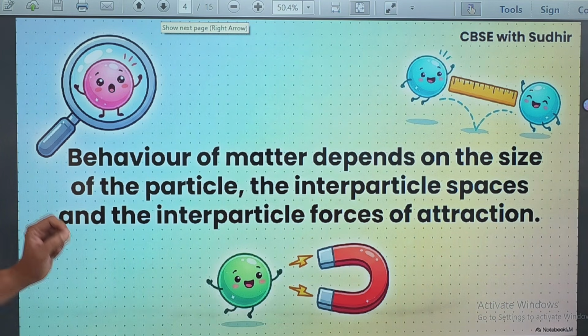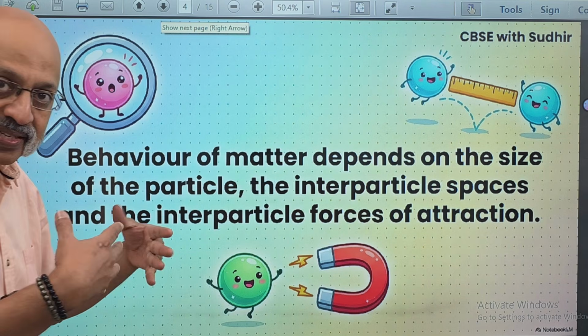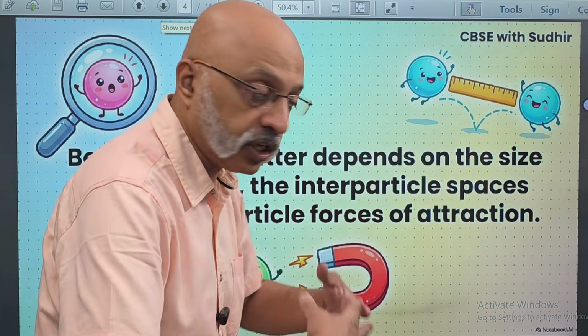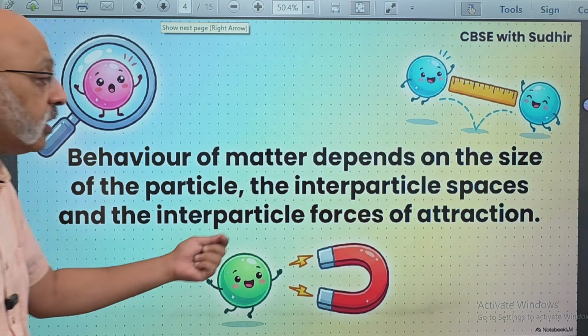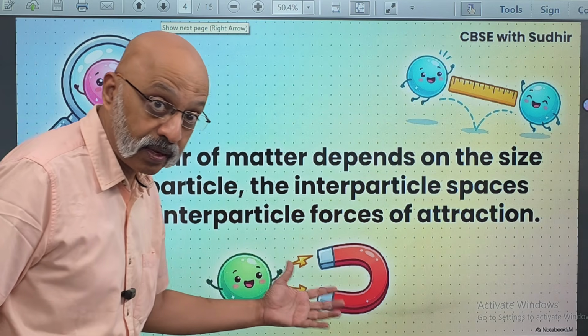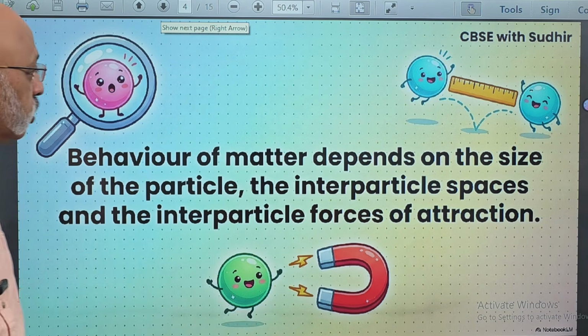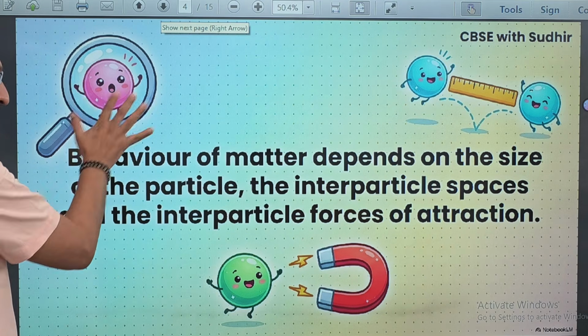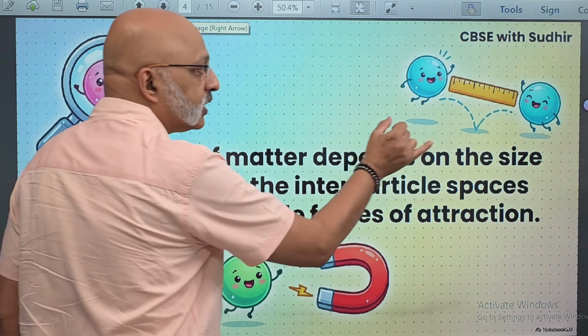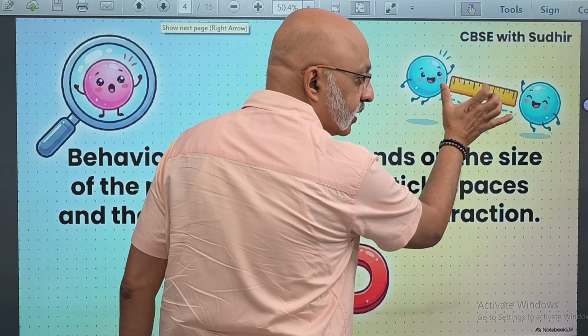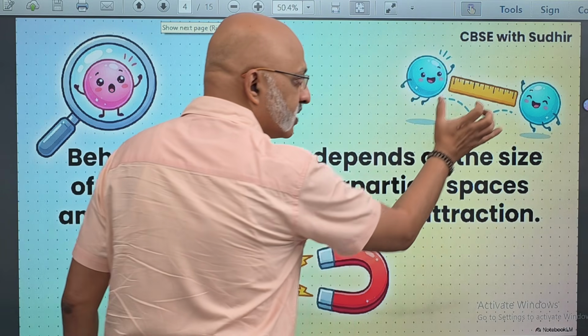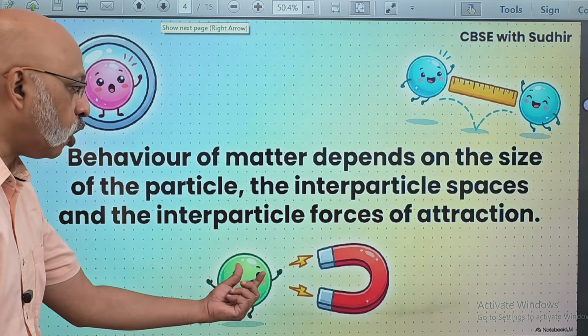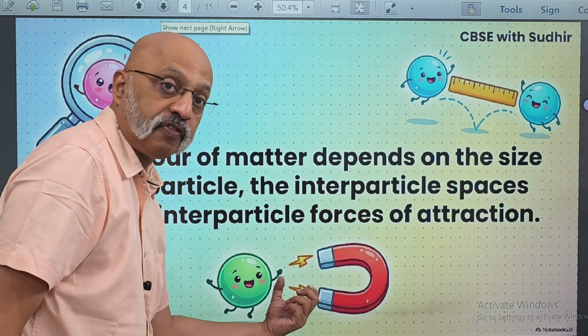Behavior of matter depends on the size of the particle, the interparticle spaces, what I told you in the case of water and sugar, and the interparticle forces of attraction. This is a new concept I'm going to tell you about. So it depends on the size of the particle, the space between two particles, and the interparticle forces of attraction.